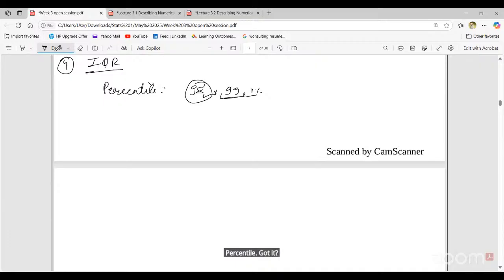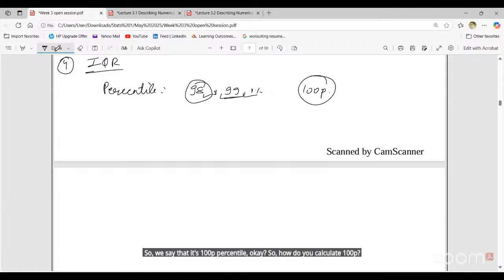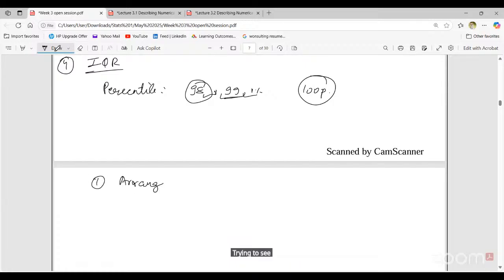Got it? Right? So we say it's the 100p percentile. How do you calculate a 100p percentile? The first step is you have to arrange the data in ascending order.